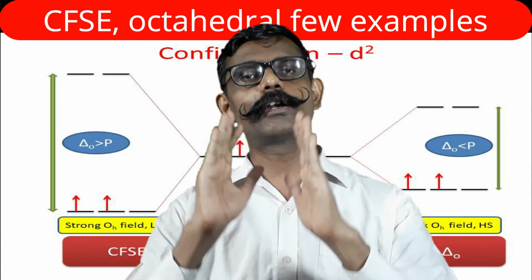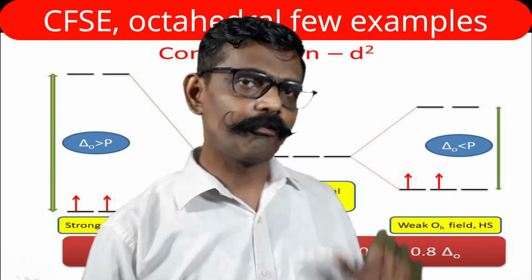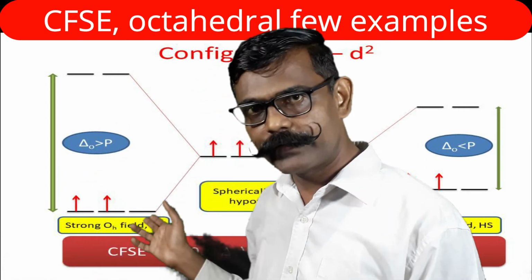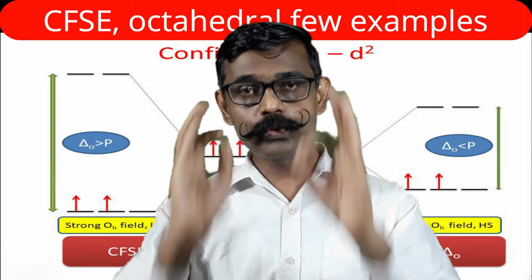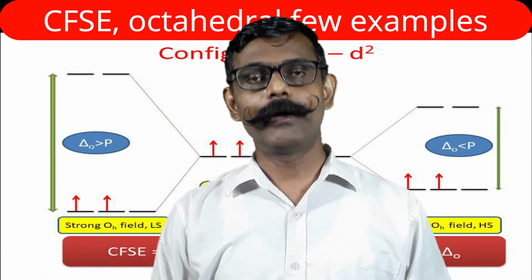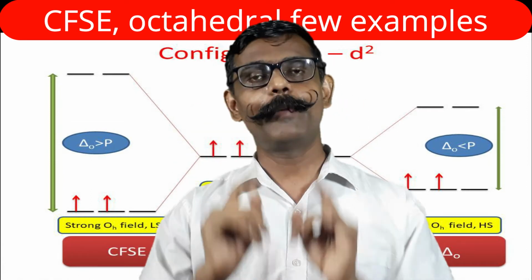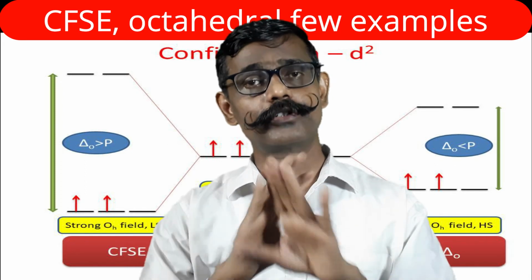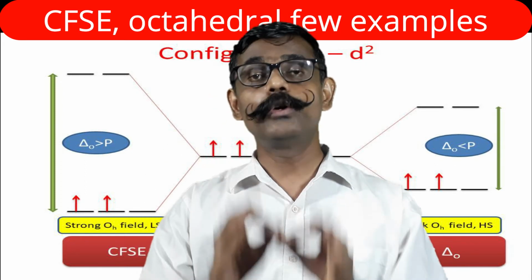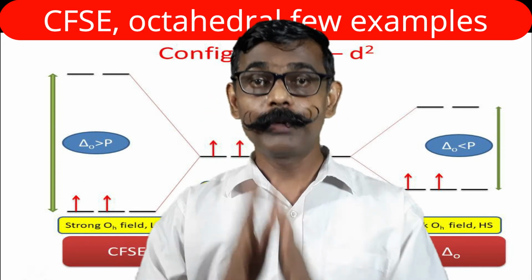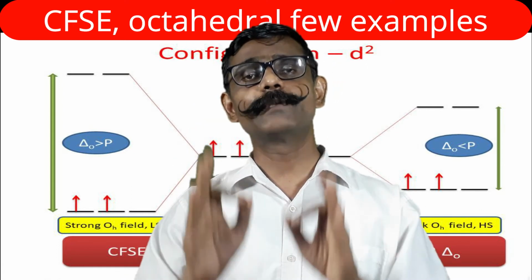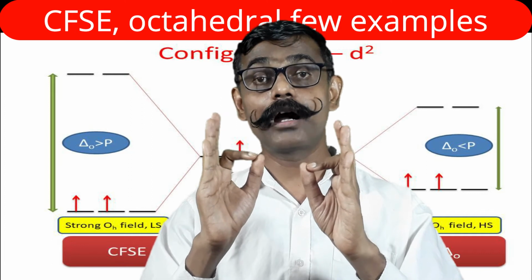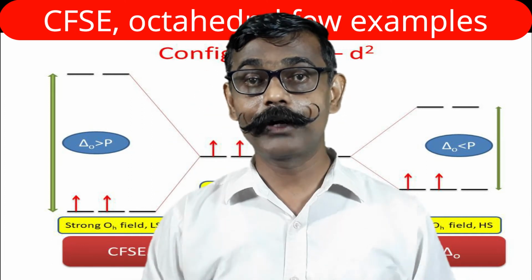Here, D2 electronic configuration. Whether you consider weak field or strong field, the electronic configuration is the same: T2G2 EG0. Value of m is 2, value of n is 0 and number of pairs 0. So substitute those values: 2 into minus 0.4 delta O plus 0 into 0.6 delta O plus 0 P. The answer is minus 0.8 delta O, which is the CFSE for D2 electronic configuration.